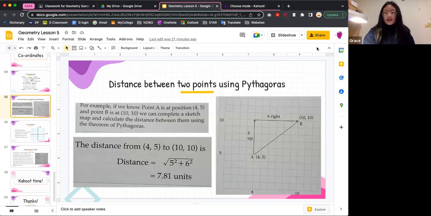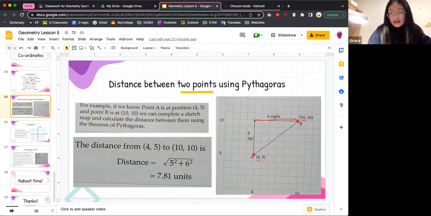Okay, so this is moving on from trig, we're coming back to Pythagoras. So if we are given two coordinate points, then we can use Pythagoras to figure out the distance between them. The way we do that is, for example, we have A and B, and we look at the x coordinates of A and B. If A is at the x coordinate of 4 and B is at the x coordinate of 10, then horizontally they're 6 apart. So that's this right over here.